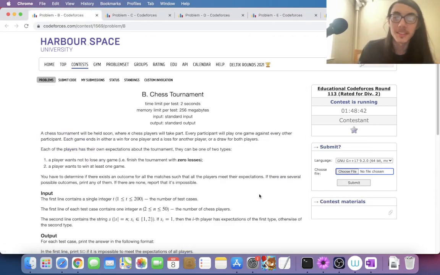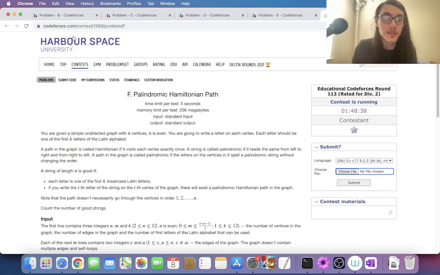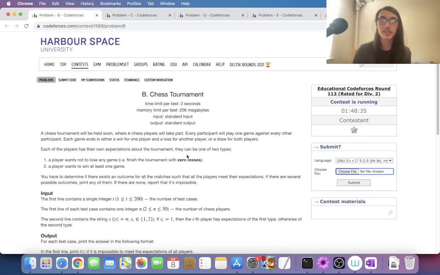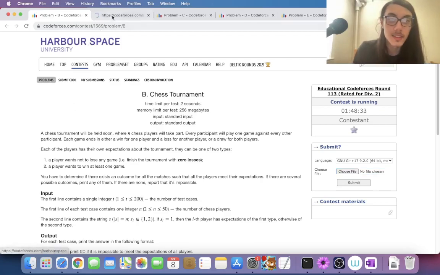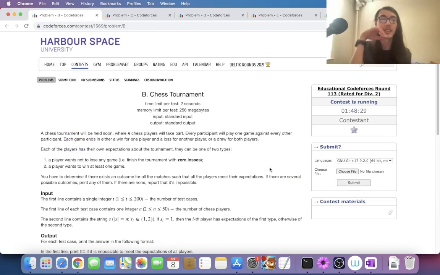Looks fun. Maybe I'm going to do that one this time. Last time I could skip to F, but this doesn't look fun. Okay, you have a chess tournament. Wait, how many solves does this have? It has 220 solves 12 minutes into the contest. That sounds awesome. A chess tournament will be held soon.